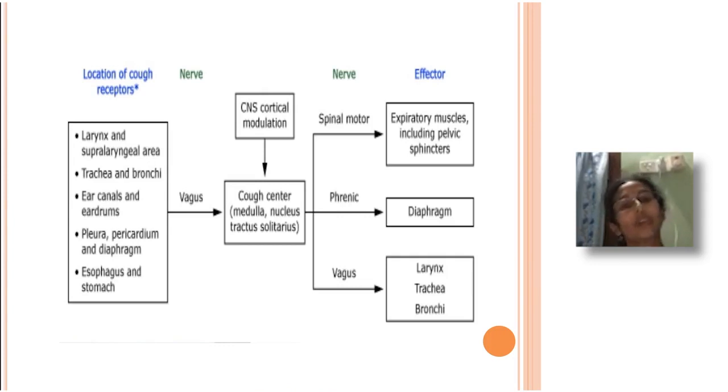The cough receptors are located in the larynx, supralaryngeal area, trachea and bronchi, ear canal and eardrums, pleura, pericardium and diaphragm, esophagus and stomach. The afferents travel via the vagus, and the cough center is in the medulla, which also receives control from CNS cortical modulation. Then the efferents travel to the spinal motor nerves, pharynx and vagus, to the diaphragm, larynx and expiratory muscles.